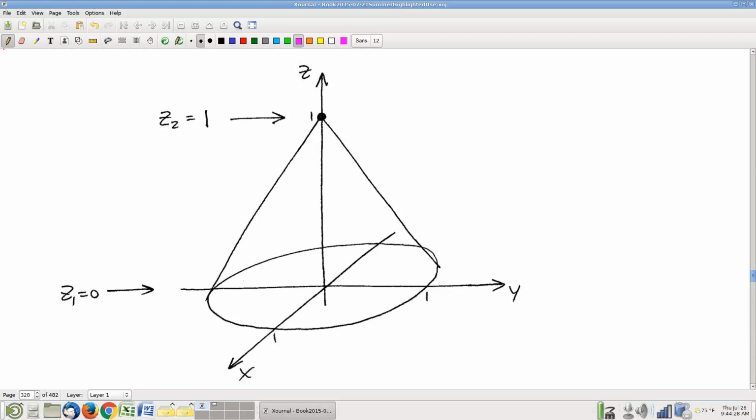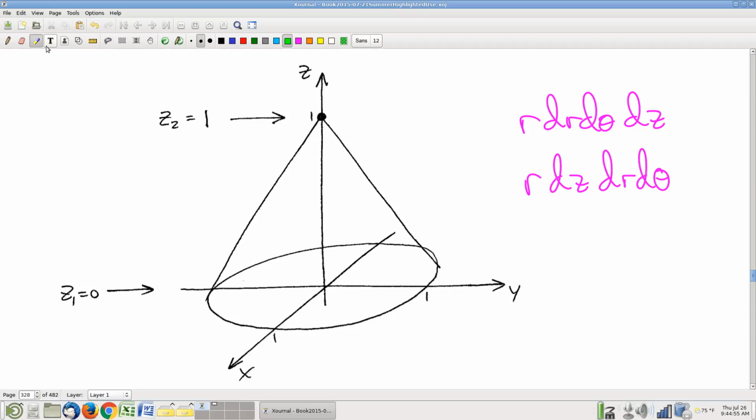I have some really good news. Most of those 6 options are bad and should mostly be ignored. There's really only 2 realistic options for orders to go in with cylindrical coordinates, and those are r dr dθ dz and r dz dr dθ. So the idea here is that the polar differentials need to stay together and in that order.